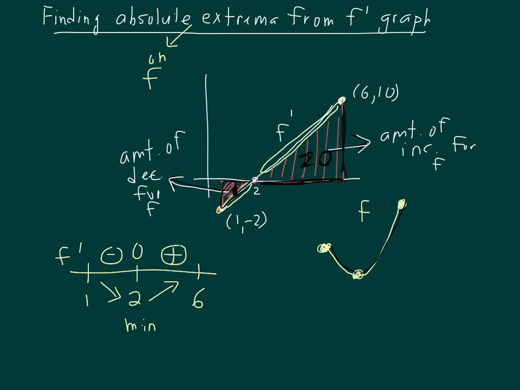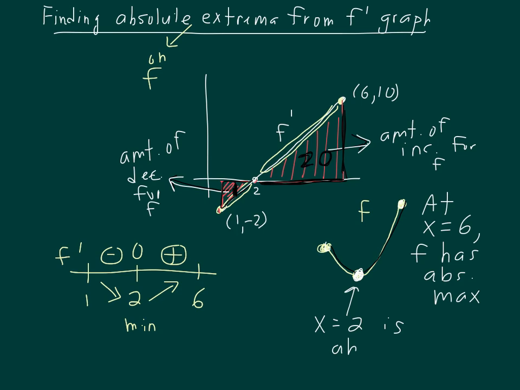So what does all this mean? Well, we can conclude definitively that at x equals 6, all right, now we don't know what the y value necessarily is going to be at this point on f. We're just going to say for now that at x equals 6, f has an absolute max. All right, we know it's going to be higher than our other endpoint here. We also can see here that at x equals 2, we're going to have not only a local min, but x equals 2 is our absolute min.